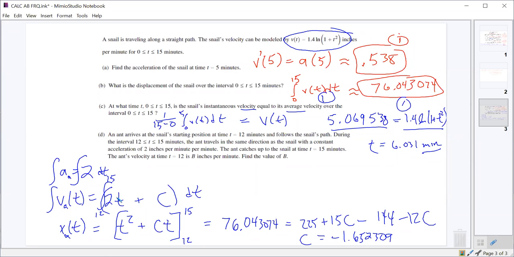And if that's our constant, we want to figure out the velocity at 12. Well, that ought to be 2 times 12 minus this 1.652309, which comes out to be 22.348.